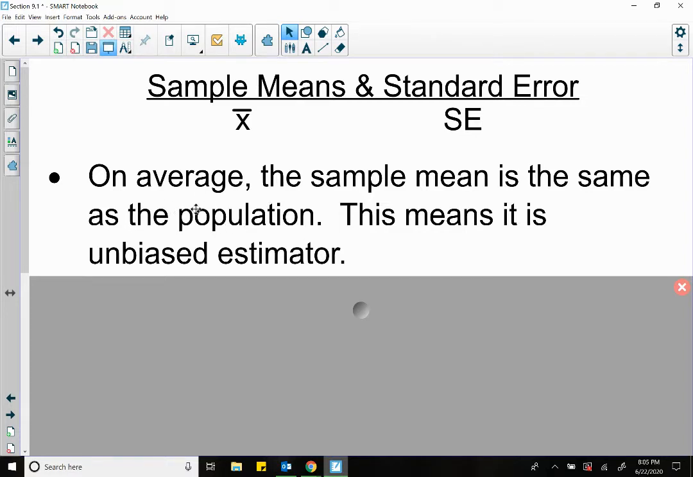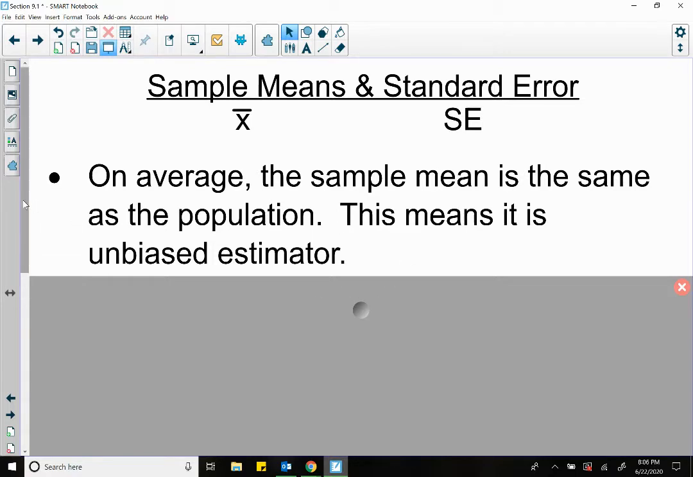With that being said, we like that because this means, not that kind of mean, but as in meaning, it is an unbiased estimator, which is great for us because we like to work with things that are unbiased. That increases the accuracy.